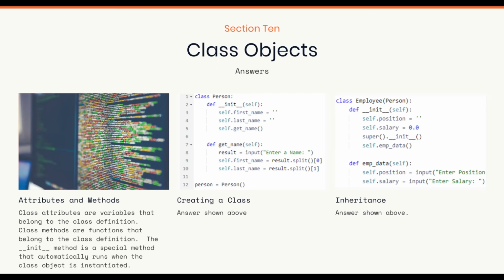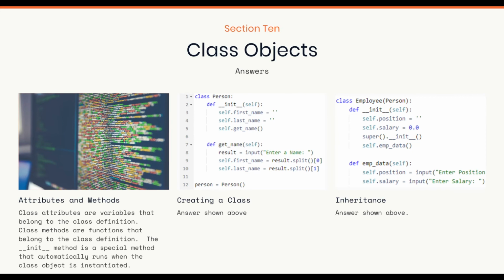And then the init method is a special method that automatically runs when the class object is instantiated. Now that would be called a constructor in some other languages. And then let's take a look at the answers. Creating a class, answers shown above. Okay, so we have a class person. We have that init method where we are establishing those variables, the first name, the last name, the get name. Oh, the get name is a method, a class method. And of course, that self keyword is very important in the class definition. We have to use that to reference itself.